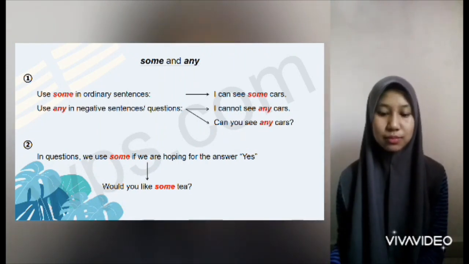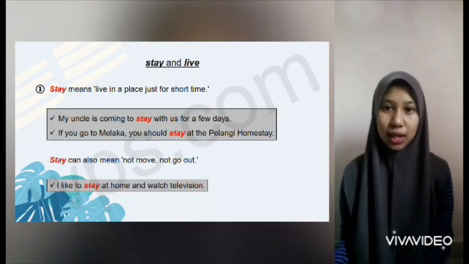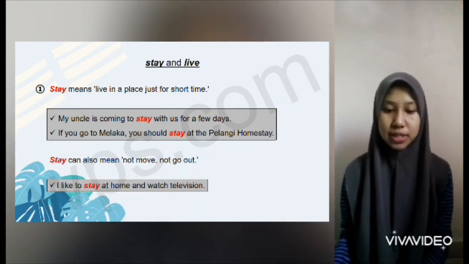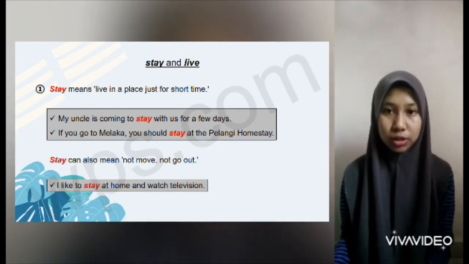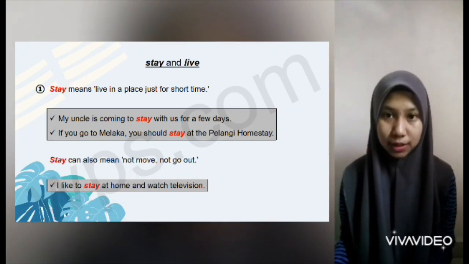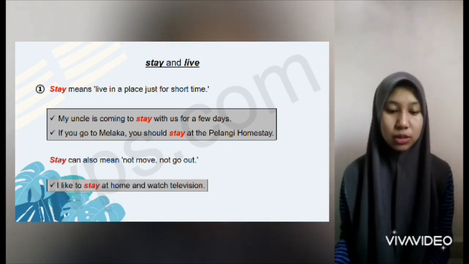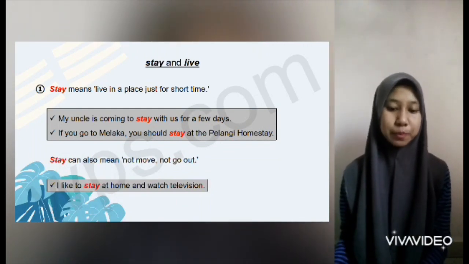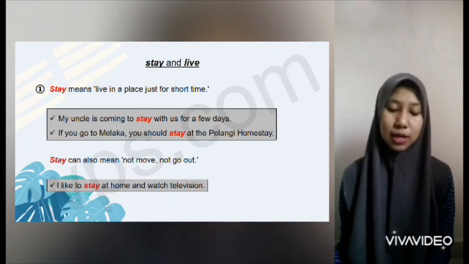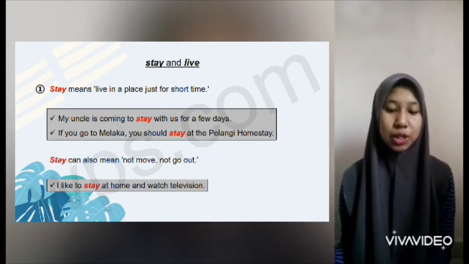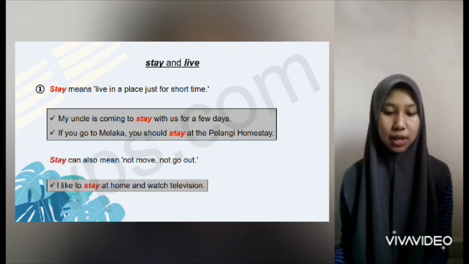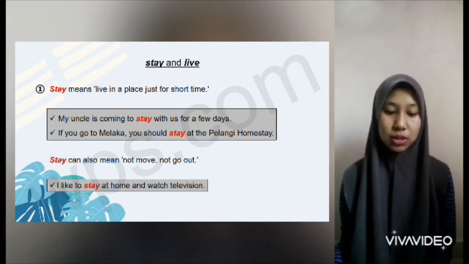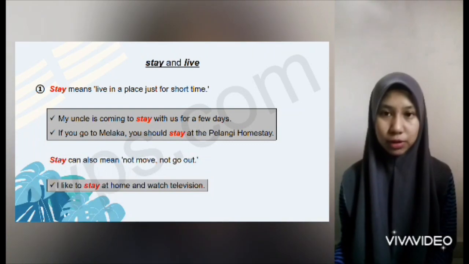The next one, stay and live. Stay means live in a place just for a short time or for a short period. Okay, we see the example. My uncle is coming to stay with us for a few days, meaning that his uncle does not stay with him permanently. Then another example, if you go to Malacca, you should stay at the Pelangi homestay. But stay can also mean not move or not go out.